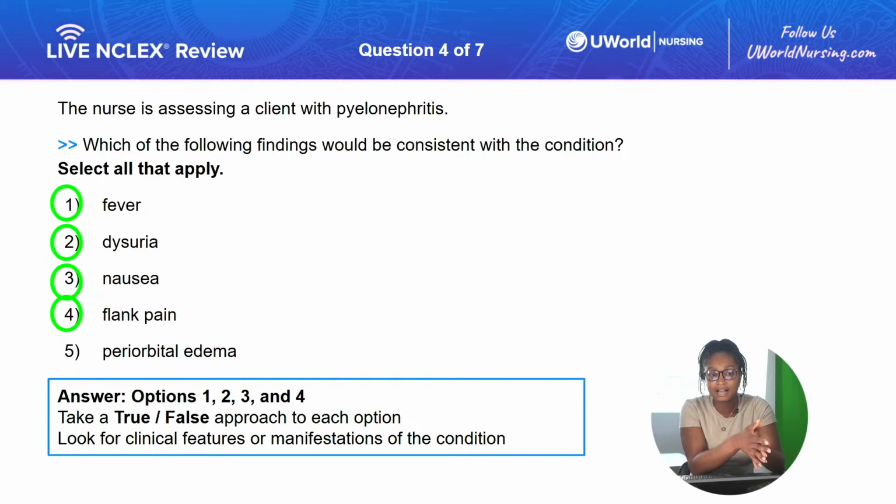So a kidney infection, and that is shown with fever, dysuria, nausea, and flank pain. One thing with select all that apply that's very helpful nowadays with the NCLEX testing is if you got the majority of these right, you would get partial credit. If one of them was off, it's not going to hurt you that you missed one of the correct answers, or if you select a wrong answer, it's also not going to hurt you.